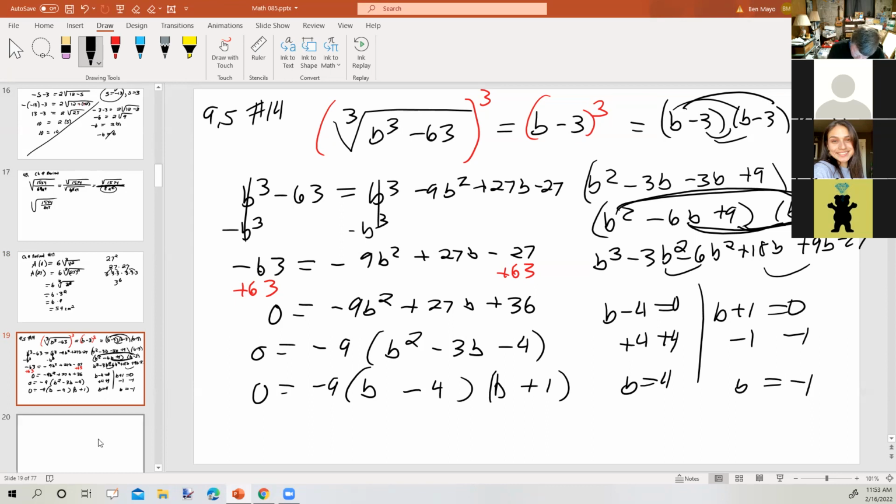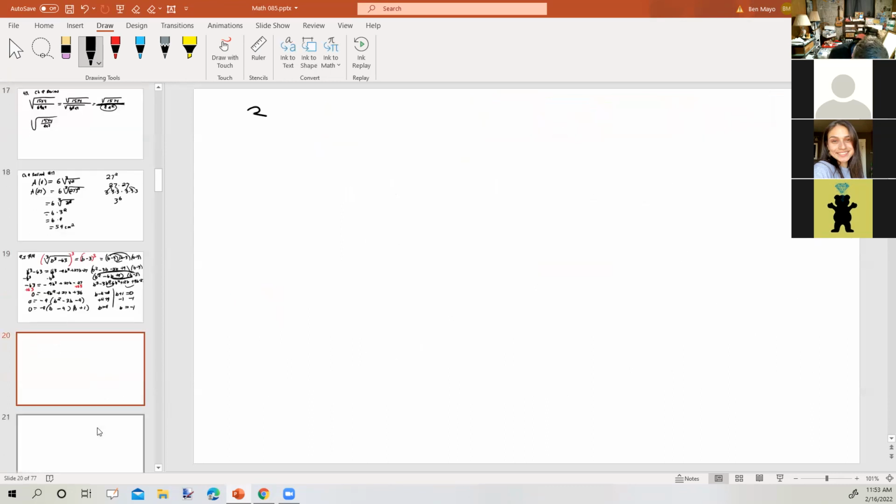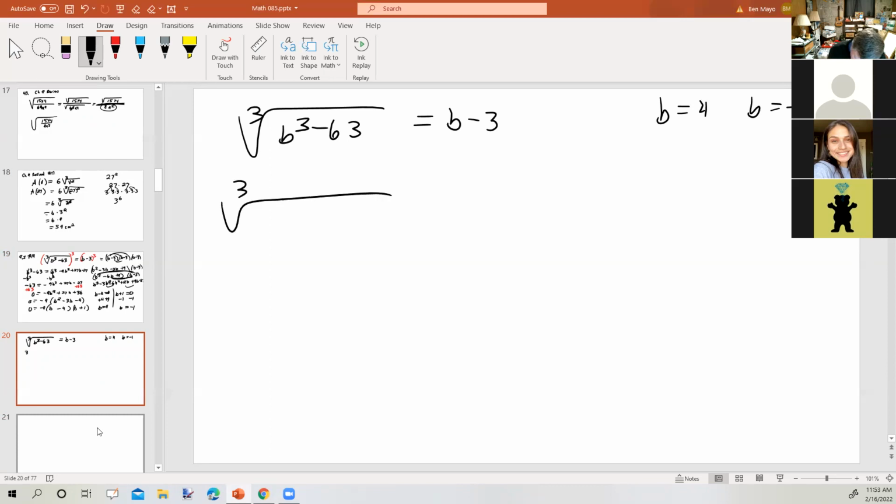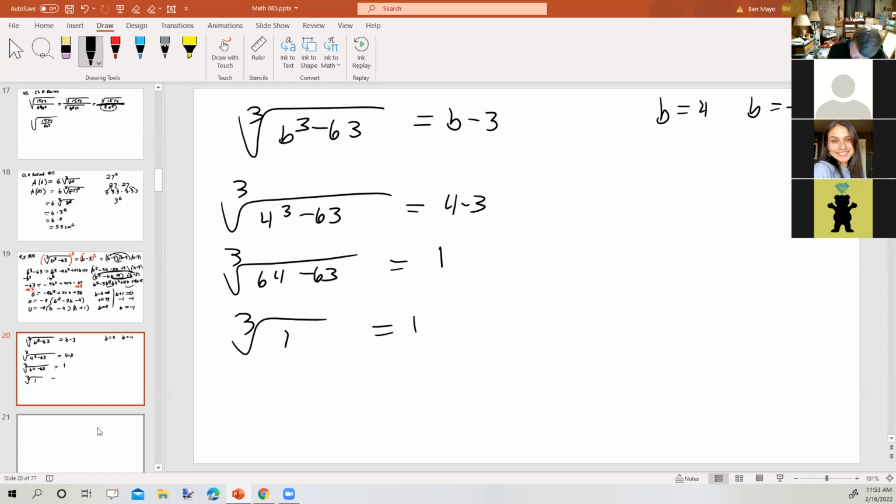You're good. Okay. So we've got the cube root of b cubed minus 63 equals b minus 3. And we've got b equals 4, b equals negative 1. So if b equals 4, we get the cube root of 4 cubed minus 63 equals 4 minus 3. 4 cubed is 64, and 4 minus 3 is 1. 64 minus 63 is 1. The cube root of 1 is 1. 1 equals 1. It checks.